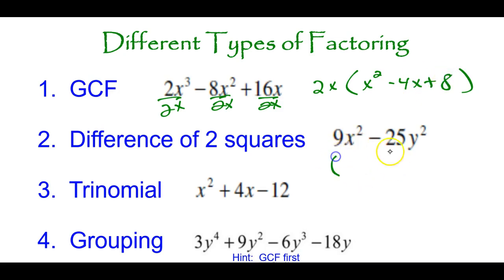Here, this is called the difference of two squares. There's no GCF because I got an x and a y, but 3 times 3 is the 9. x times x is x squared, minus 5y, and a 5y over here gives me the 25. But then difference of two squares, this is a plus.